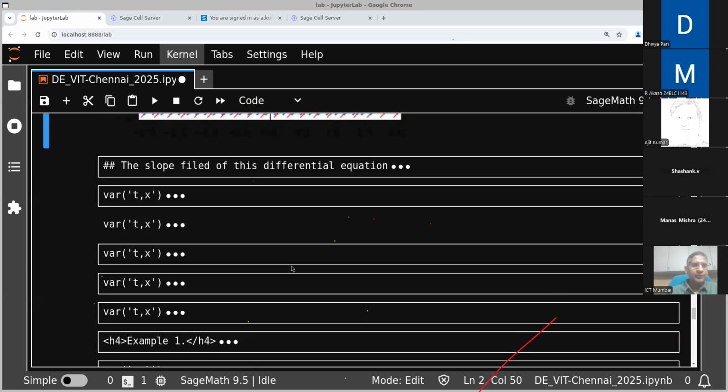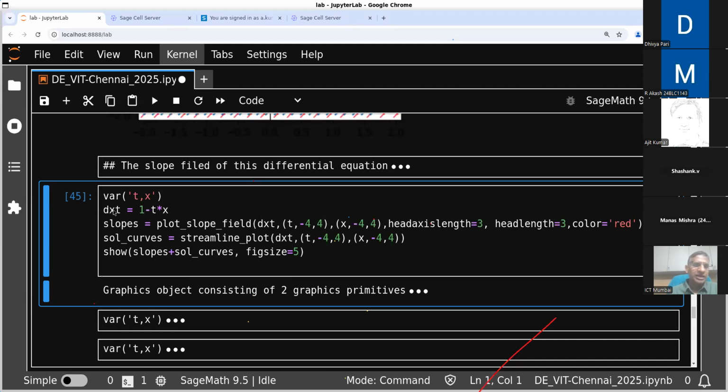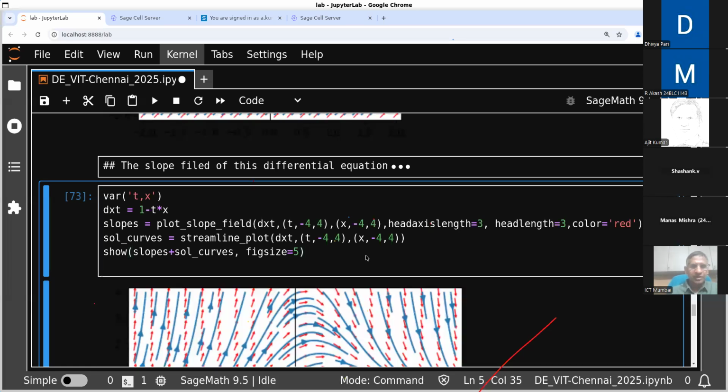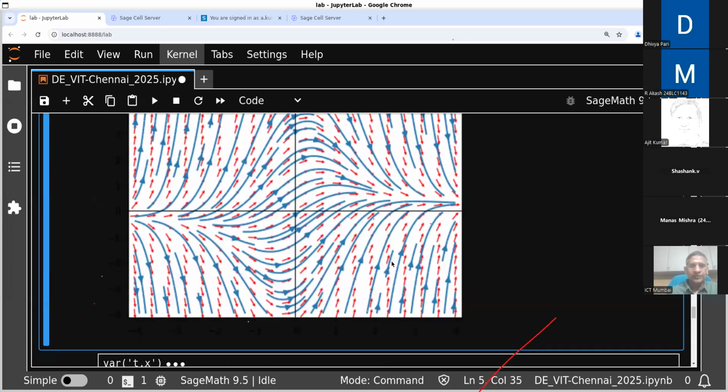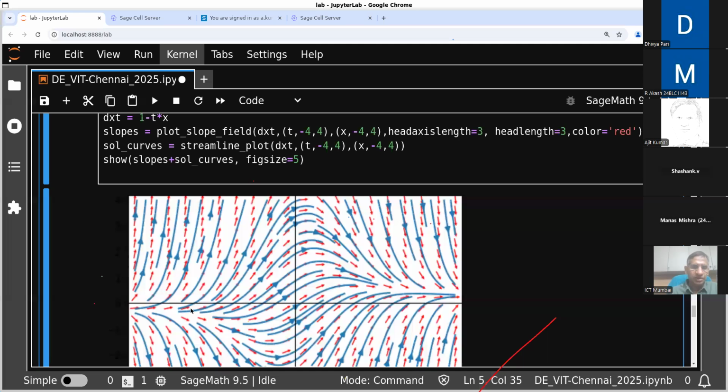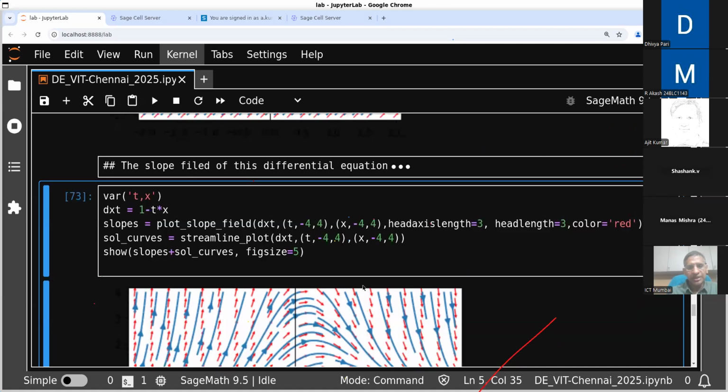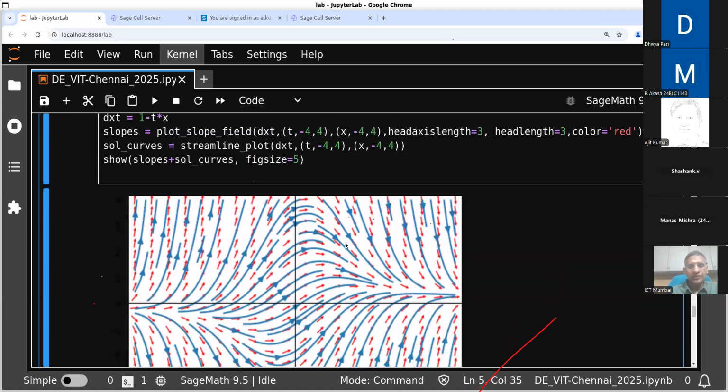If I take another example, now let us look at dx/dt is equal to 1 minus tx, and try to plot the slope field along with the solution curve, also known as the integral curve. So for example, if I look at this point, the solution is going to look like this. And also it is very evident, no solution curve will actually intersect.